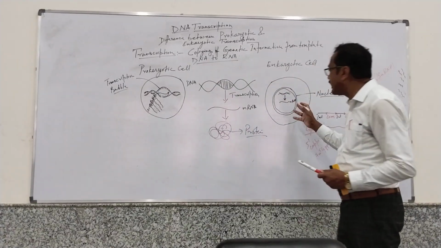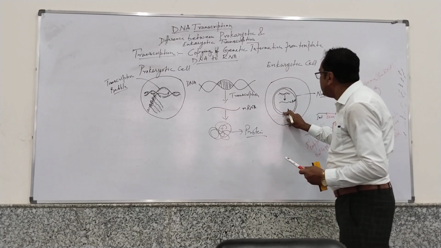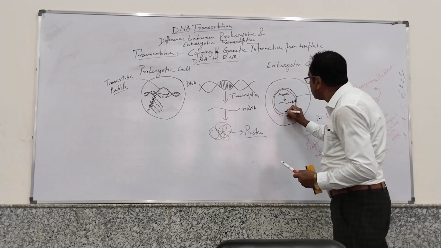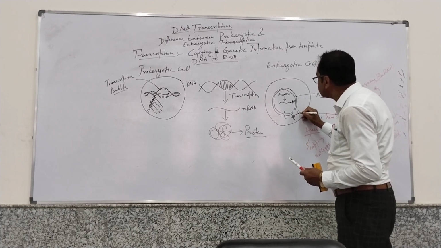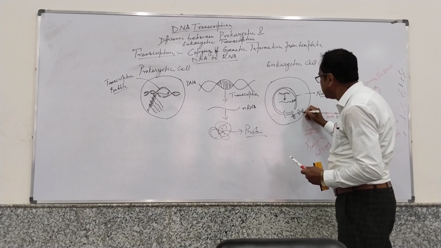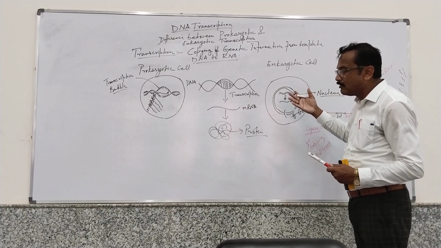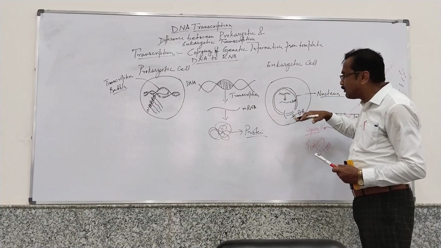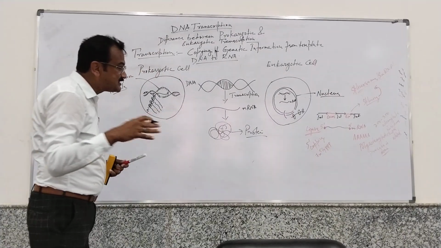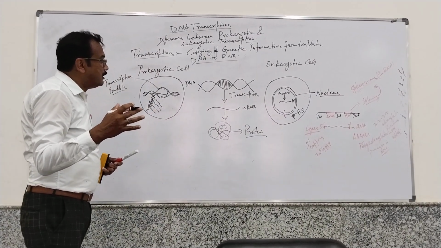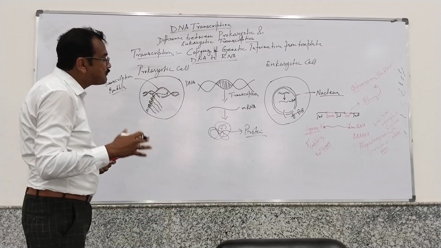because in eukaryotes the mRNA which has been formed comes through the nuclear pore, and in the cytoplasm the process of translation takes place, which is the next step of transcription. Here, transcription and translation both take place simultaneously. So that is the third difference. Yes. What is the fourth one?